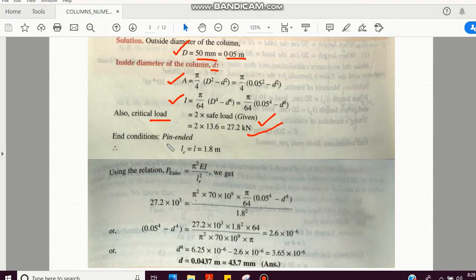Now the end condition is pin ended, so the equivalent length is equal to the actual length. We have already learned this. The equivalent length is equal to the actual length, that is 1.8 meter. Now using Euler's formula, the Euler's load is equal to pi square EI by LE square, and this Euler's load is equal to the critical load.